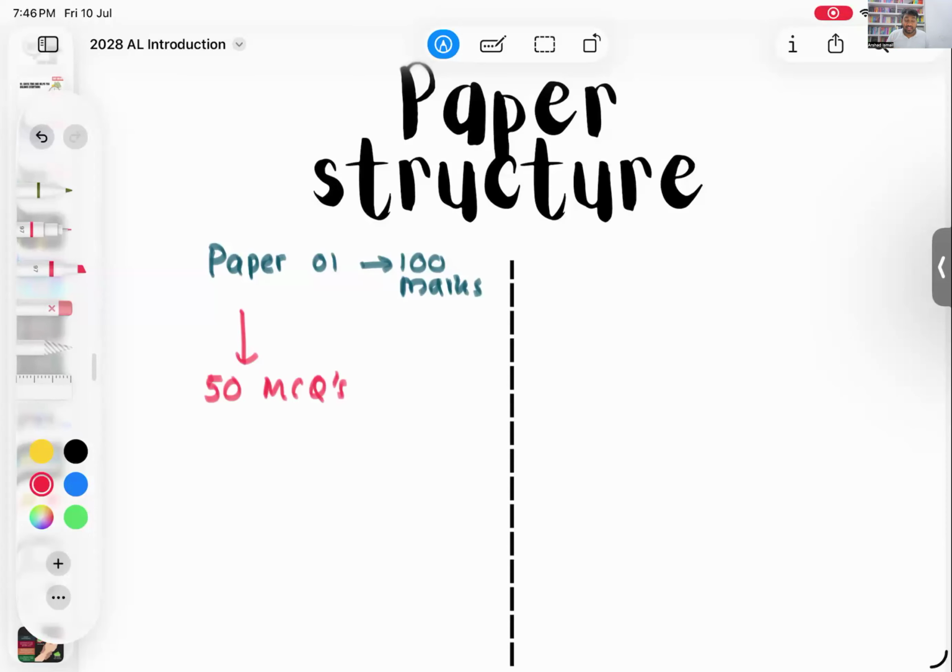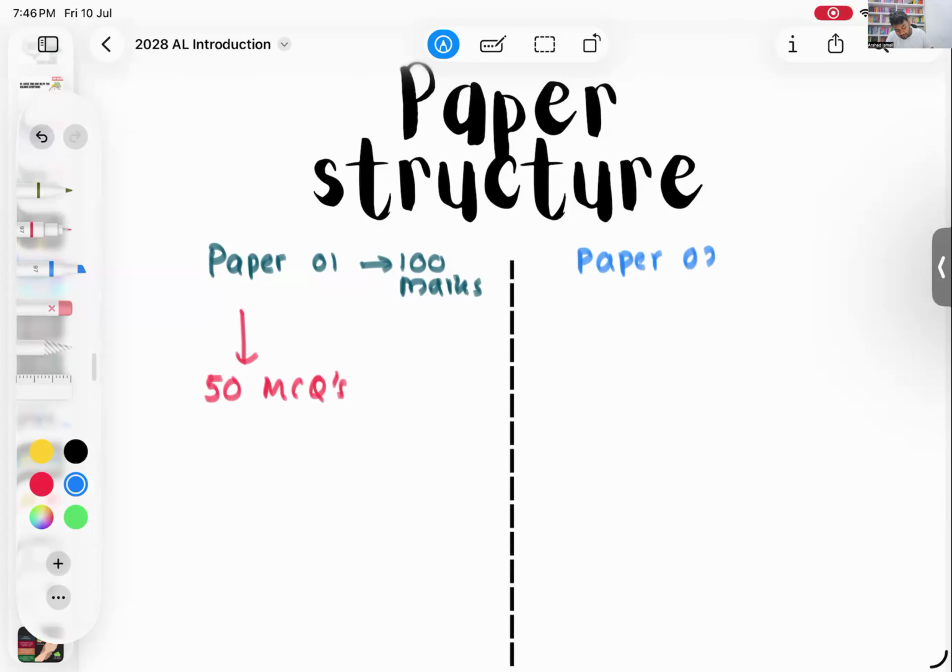50 MCQs. The only difference is compared to O levels, now one MCQ has 5 options. O levels, one MCQ had 4 options. Now one MCQ has 5 options. So likewise, you have 50 MCQs. So nothing to even memorize or anything. It's just MCQs. Even if you take the past paper out that is there in your file, you can see the MCQs. Then you have paper 2.